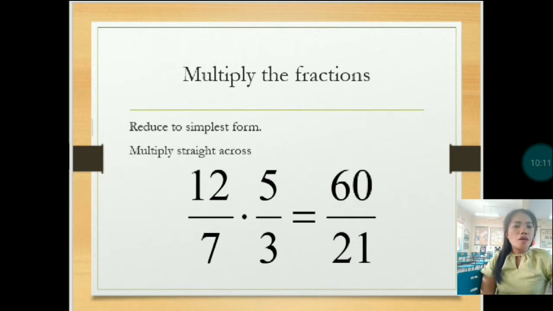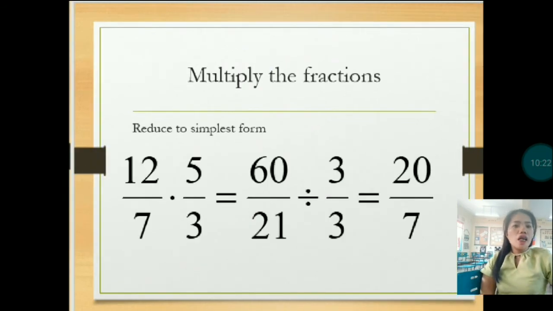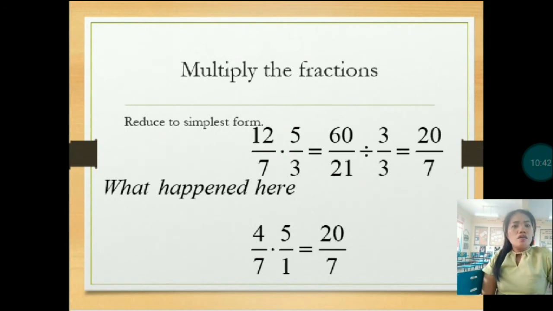So if you have 12 and 5 as our numerators, just simply get the product. That is 12 times 5, that gives us 60. Then 7 times 3, that gives us 21. Then between 60 and 21, our GCF, or greatest common factor, is 3. So 60 is divisible by 3 and 21 is divisible by 3. Therefore, our simplest form is 20 over 7. Okay.